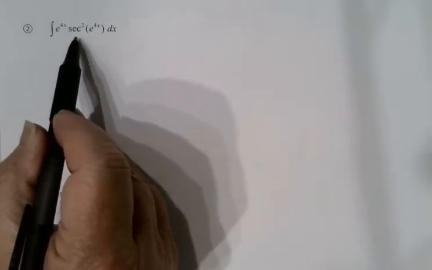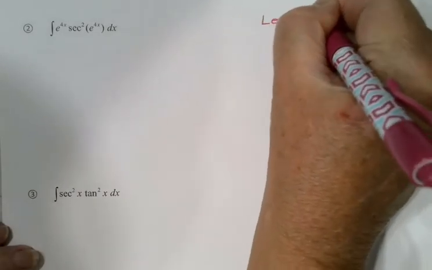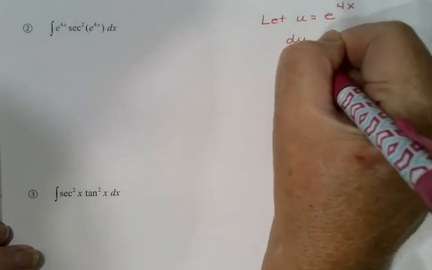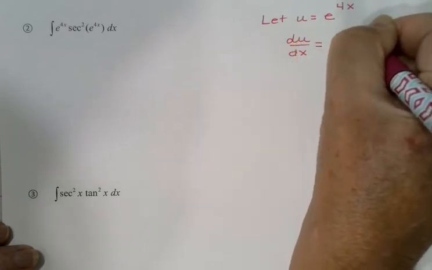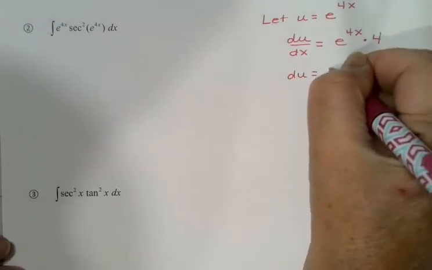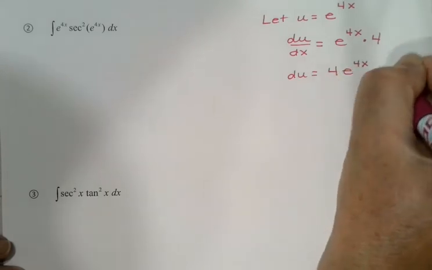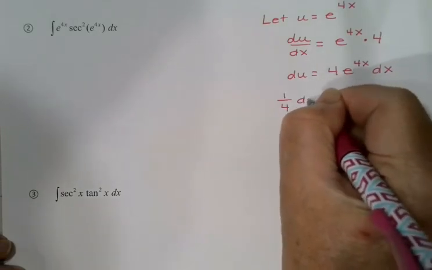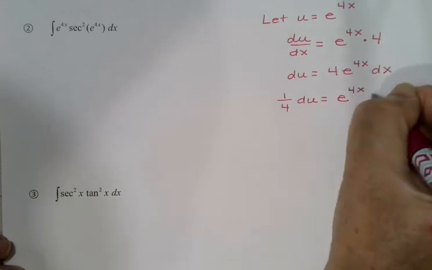Take a look at example 2. I have e to the 4x, secant squared, e to the 4x. That e to the 4x is definitely the inner function for secant squared, so that's going to be a good choice for my u. That means that du dx would be e to the 4x times 4. There's a chain rule there. So du is 4e to the 4x times dx. Again, I want to keep the x's together, but I can divide out the 4. So 1/4 du equals e to the 4x dx.